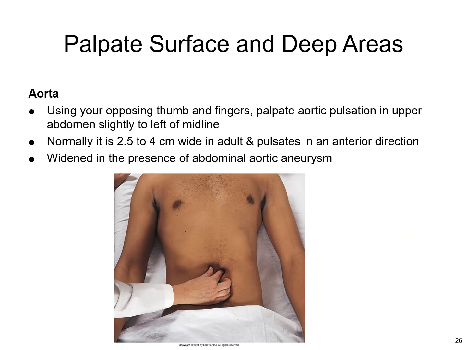You can palpate the aorta by using your thumb and opposing finger. It's going to be slightly left to the midline. If you feel a pulsation that is larger than 2.5 to 4 centimeters, this could be a sign of an abdominal aortic aneurysm.